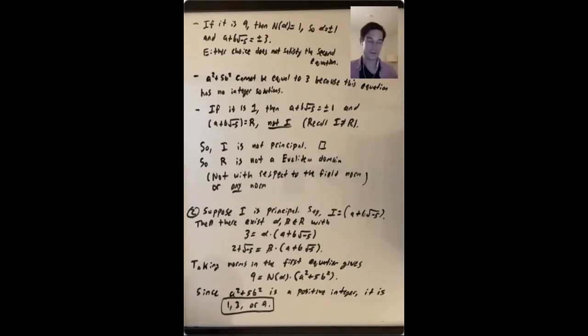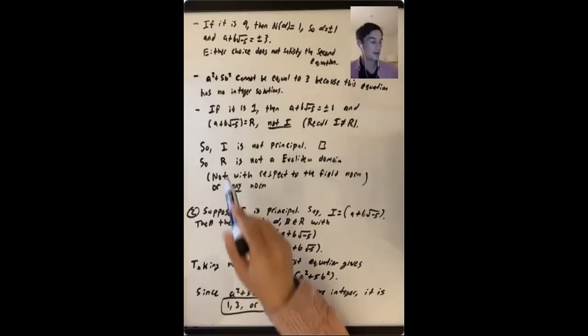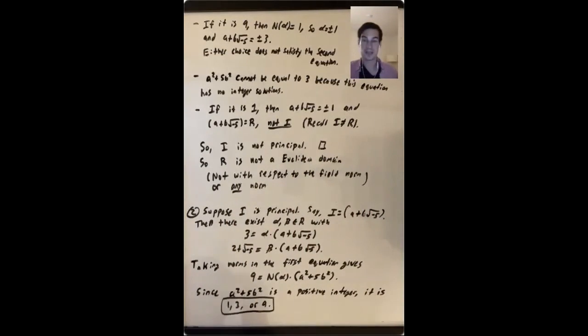Okay, so what have we seen? Not possible for a squared plus 5b squared to be 1 or 3 or 9. So it's just not possible for this ideal to be principal. So that means R is not a Euclidean domain. Because R is not a PID, R is not a Euclidean domain.